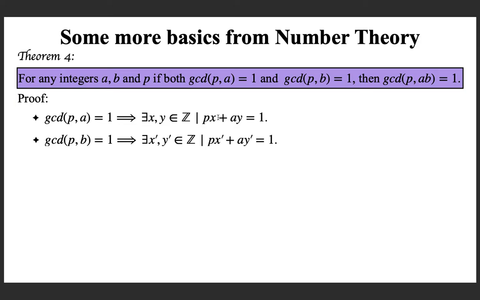Similarly, if we assume that P is relatively prime to B, then we can see from that theorem that the smallest positive linear combination of P and B, that is Px' plus By', must be 1. Sorry, there is a typing mistake. This should be B. I will correct it.